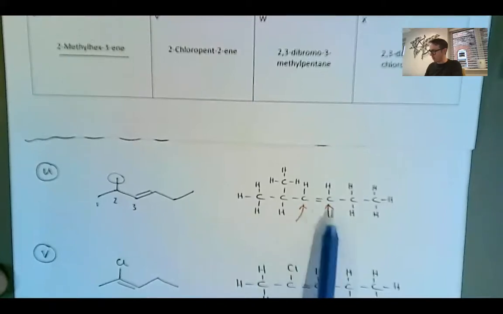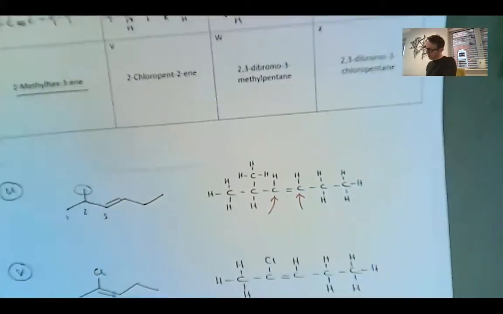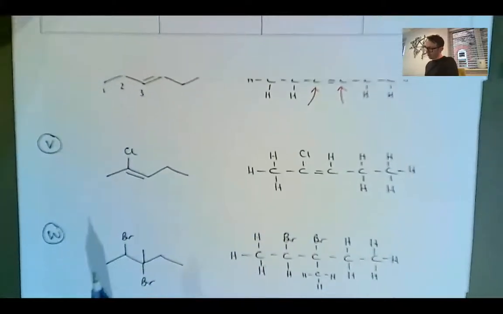Make sure you don't have one going below, because you'll end up with carbons which have got 5 bonds attached to them. Okay, molecule V, 2-chloro-pent-2-ene.